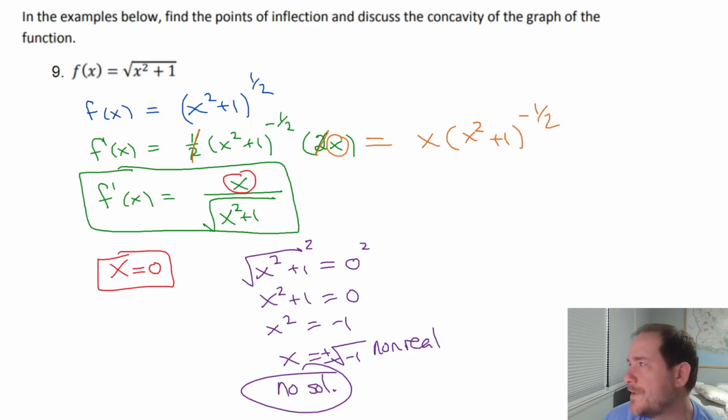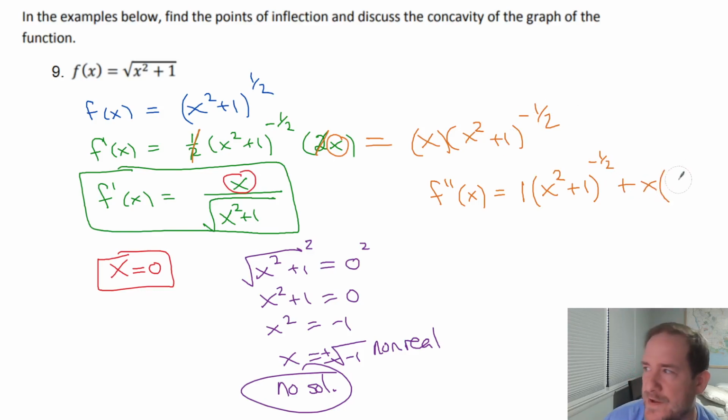But what I need is my second derivative. So we need to now find f double prime. And to find f double prime, we're going to have to apply product rule to this. So we'll take the derivative of x, just getting 1, and then we'll keep this other function, x squared plus 1, to the negative a half. Then we'll add to this x times the derivative of this guy, which will be negative 1/2.